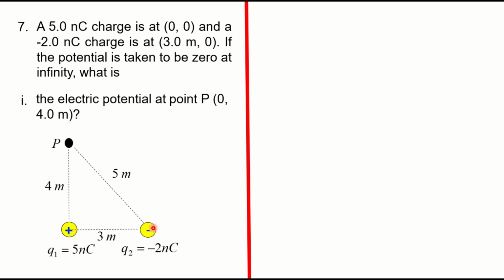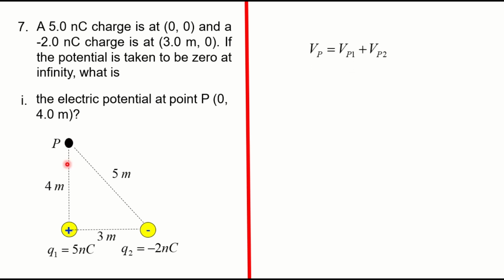So that means it's towards the right, 3 meters towards the right, and we have charge Q2, which is negative 2 nanocoulomb. If the potential is taken to be 0 at infinity, what is the electric potential at point P? So this is point P, which is (0, 4). That means the x coordinate is 0 and the y coordinate is 4. So what is the electric potential at point P?